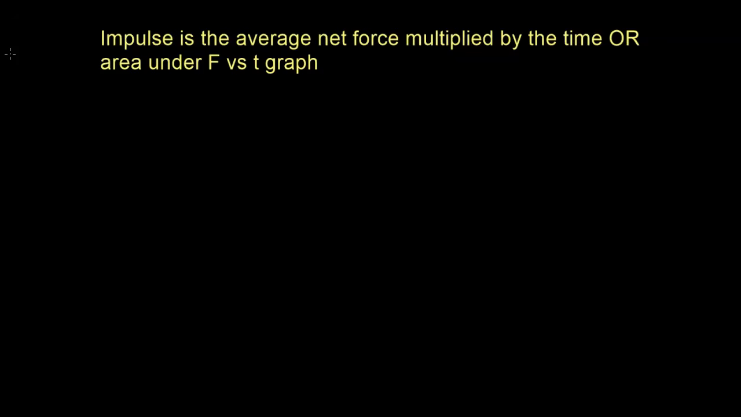Next, we're going to define impulse. Impulse is defined as the net force times the change in time. Sometimes you use the symbol J, sometimes you'll see the symbol I, both meaning the same thing.